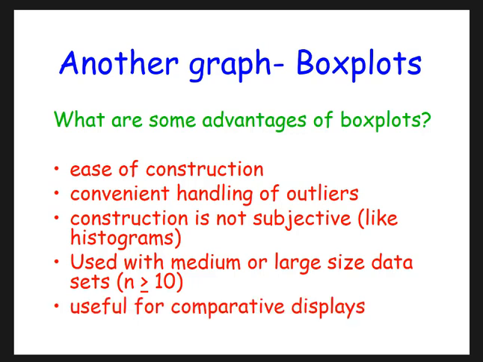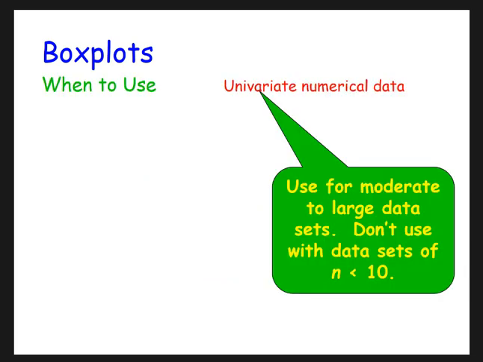And we can use comparative displays. We can put more than one box plot on the same axis, and it's easy to compare one data set to another. So let's look at a box plot. It's used for univariate data, so only one variable. And again, we want to make sure that we have a size that's 10 or larger.